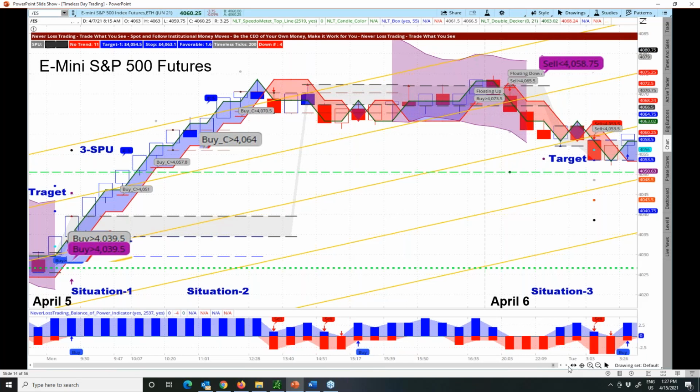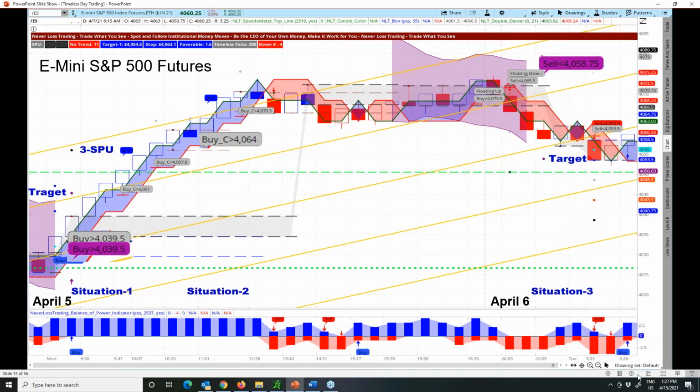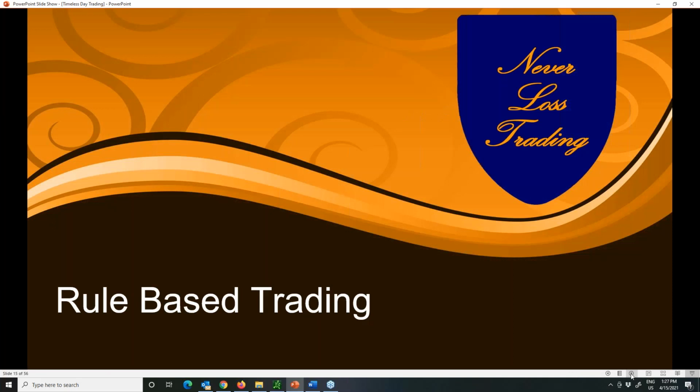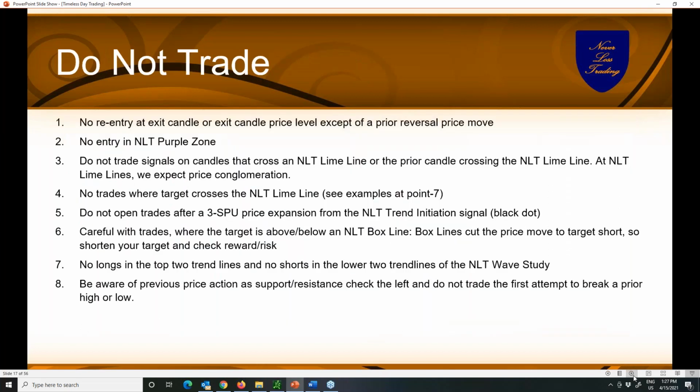And I'll show you more of these examples, because I'm here to really demonstrate to you the opportunities that we can produce by rule-based trading. Rule-based trading looks as follows. I mapped out here in that concept 8 rules when not to trade, 5 setups you want to trade, and 2 considerations you want to take. That's 15 rules. If you learn to drive a car or something like that, that's not a lot of rules. But also we have picture perfect situations where we describe those.